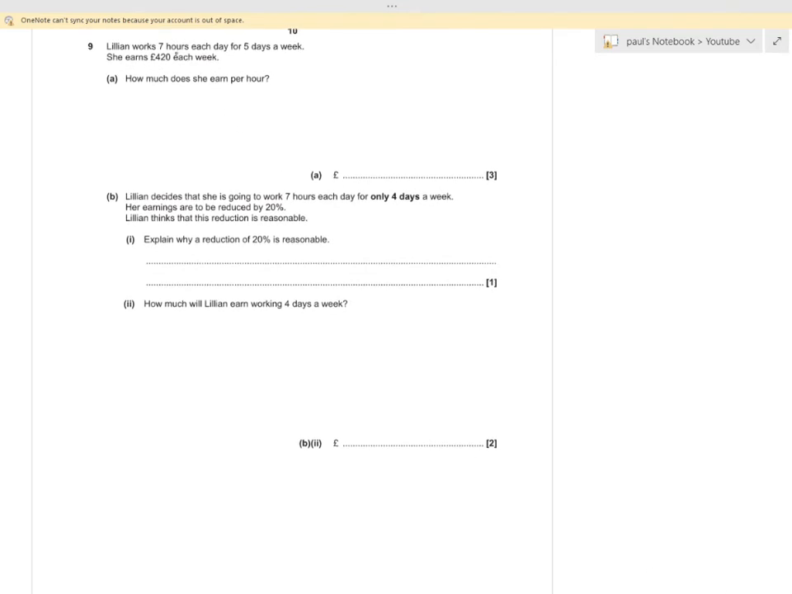Lillian works 7 hours each day for 5 days a week. She earns £420 each week. How much does she earn an hour? So first of all, do 420 divided by 5. That'll find us how much she earns a day. 5's into 4 go nothing, 5's into 42, 8, that's 40, and 4 fives. So she earns £84 a day. Now divide that by 7 hours. £12 an hour.